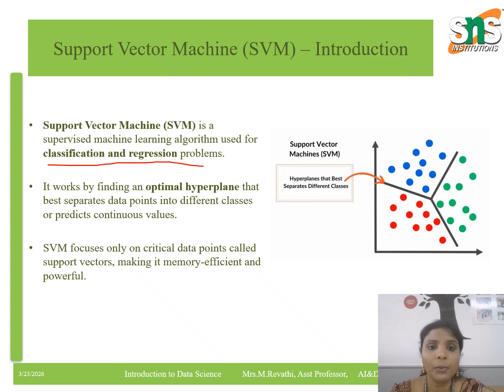The main idea of SVM is to find the best boundary called the hyperplane, the optimal hyperplane, which separates the data points into different classes or predicts values. It separates the data points into different classes, and it predicts continuous values. SVM focuses only on important data points called support vectors, making it memory efficient and powerful.